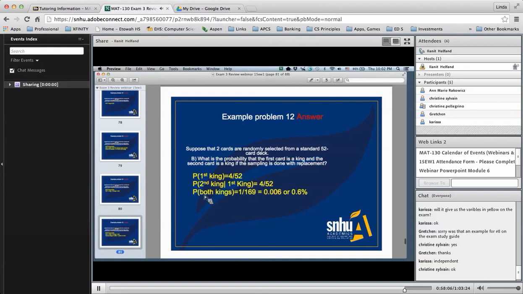So the probability of them both being a king is 1 out of 69, which is 0.006 or 0.6%. And again, here if we want to think of this as P of KK, that both K's are going to contribute a 4 out of 52.